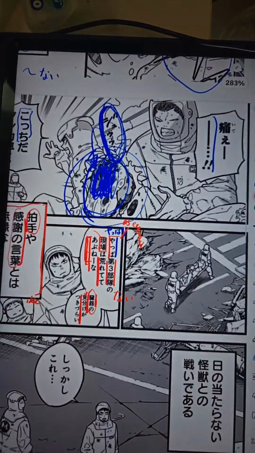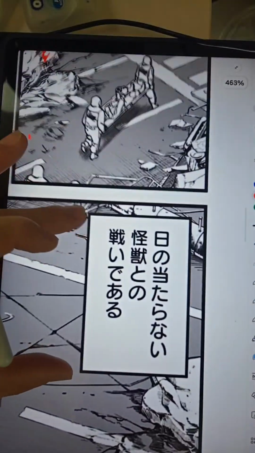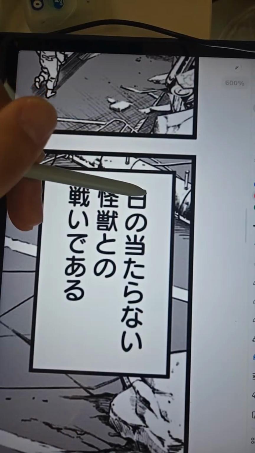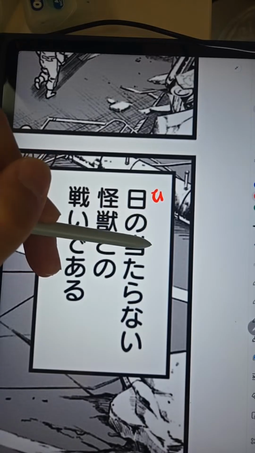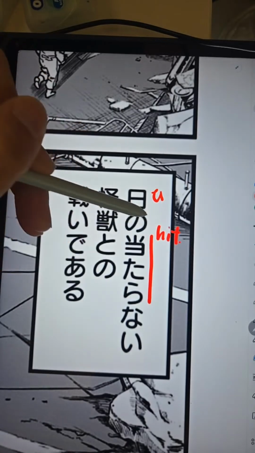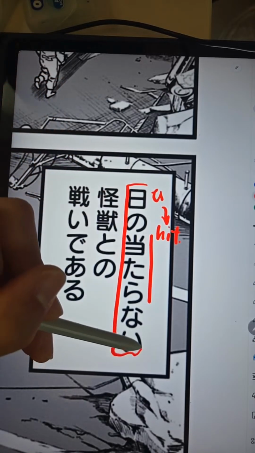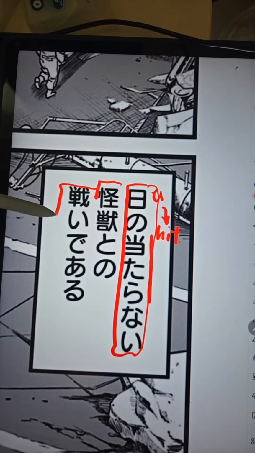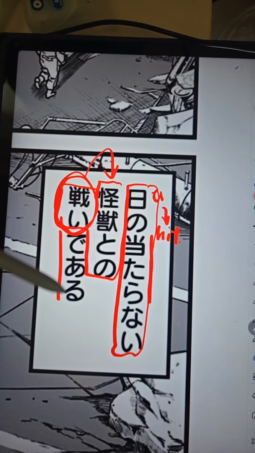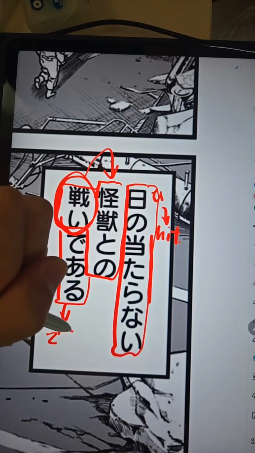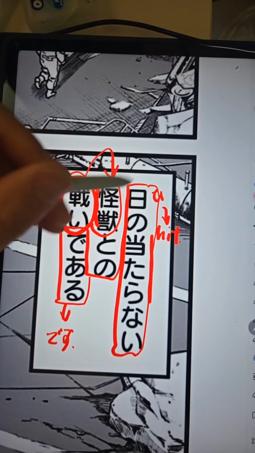So it's completely behind the scene. They don't fight the boss, not boss, like monsters and stuff. So behind the scene work. 日の当たらない怪獣との戦いである. Yeah, same thing. Sunlight. 日が当たる. 当たる, literal meaning is hit. So when sunlight hits, meaning being in the spotlight. 当たらない, we are not in the spotlight. 怪獣との戦い, a battle, 戦い is battle, with monsters. である is a formal way of saying this. So in English it can be, it's a battle with monsters that are behind the scene.